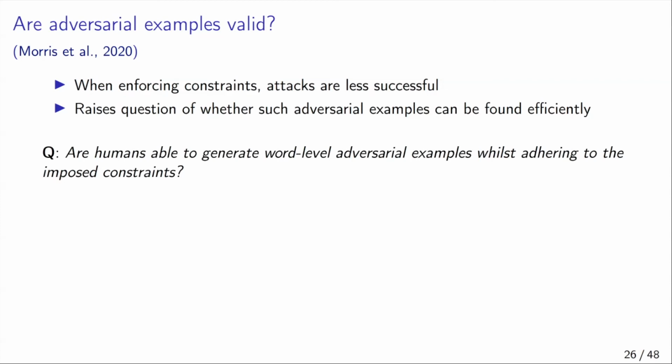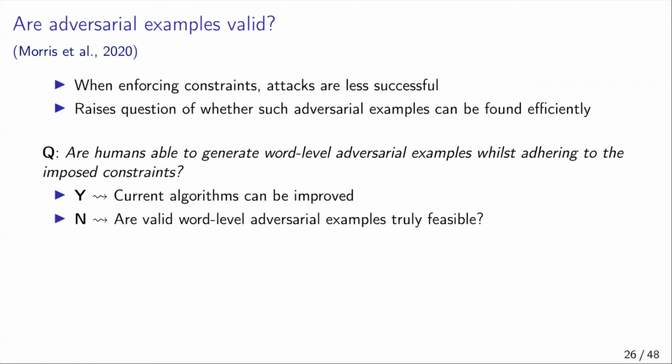So the question we asked ourselves is, are humans able to generate word-level adversarial examples whilst adhering to these imposed constraints? There's two possible answers to this question. The first one is yes. And then we could say, okay, current algorithms can be improved because we can see that humans can do it effectively whilst adhering to the constraints, whereas algorithms cannot. And if the answer to this is no, then we could ask ourselves whether these valid word-level adversarial examples are actually truly feasible.